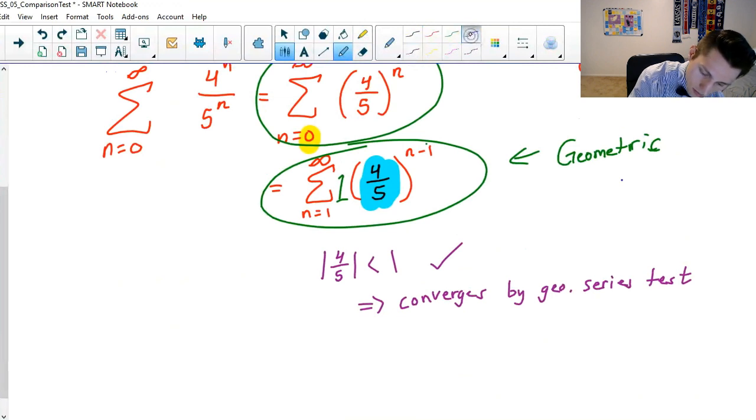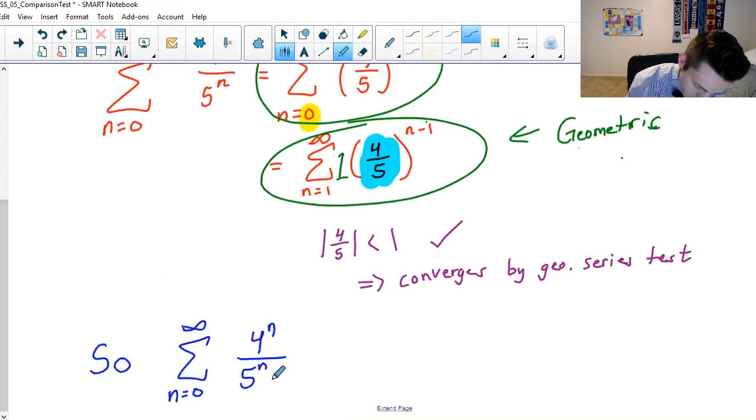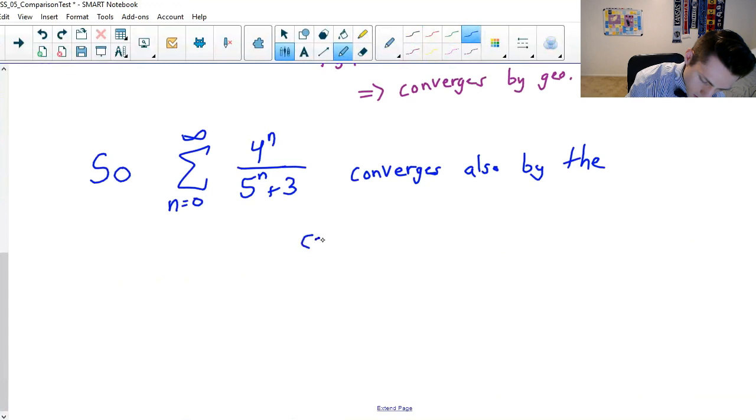Let's see, let's use blue. So, the series from n equals 0 of 4 to the n over 5 to the n plus 3. Yes, plus 3. It also converges, by the comparison test.